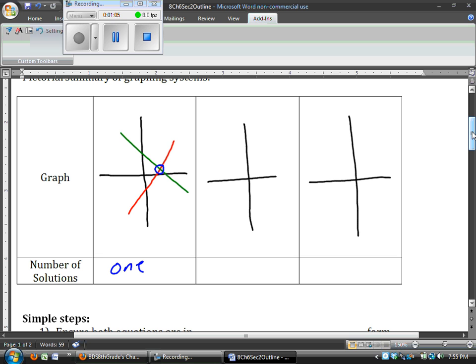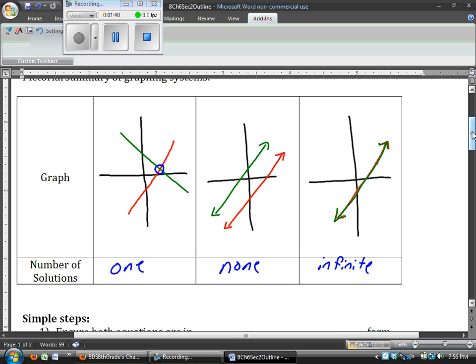If we have a graph that looks something like this, where the two lines run parallel to each other and they never cross, that means they have no solutions. And in the last one, there's going to be some times where when you graph both lines, they turn out to be the exact same line. When that happens, that means we have infinite solutions.